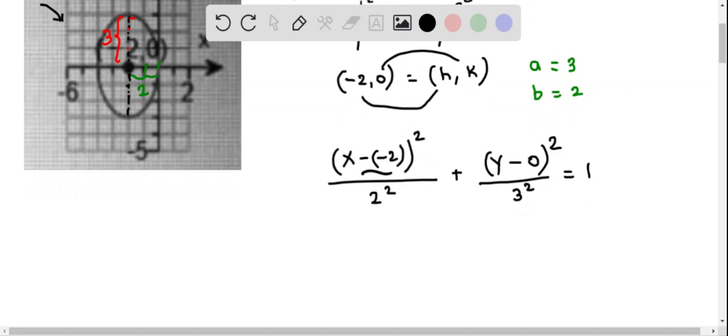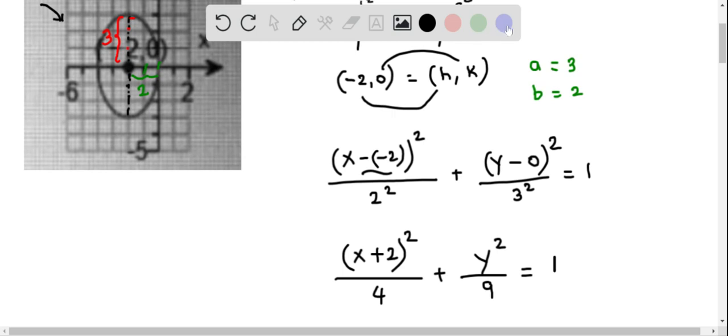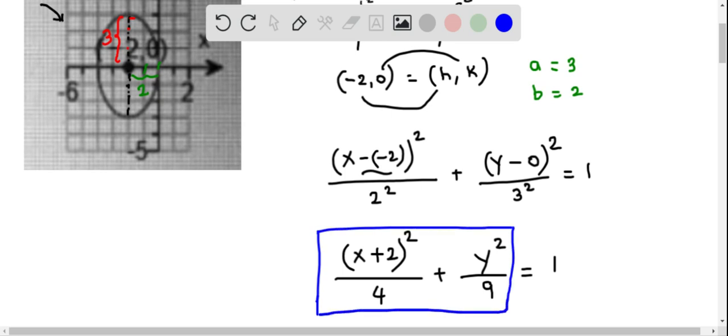Negative of negative 2 is positive 2. So therefore this becomes (x plus 2) quantity squared divided by 4, plus, because 2 squared is 4 and y minus 0 is y, it becomes y squared divided by 3 squared equals 1. So it becomes y squared over 9 equals 1. And so this is the equation of the ellipse given its graph.